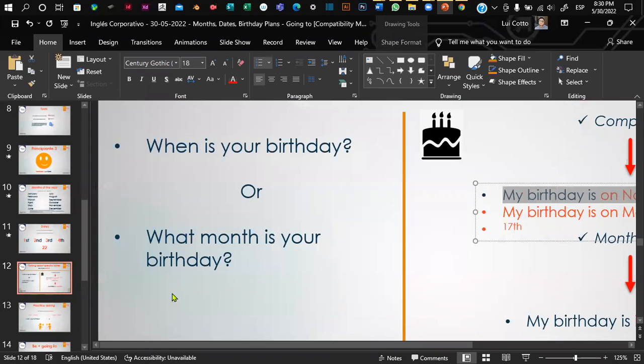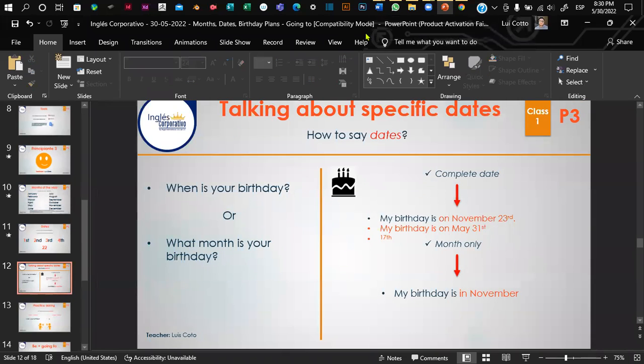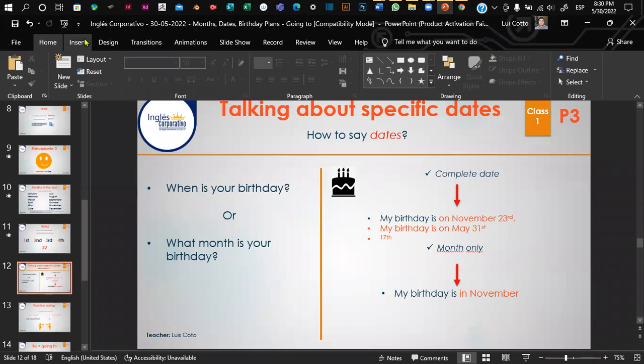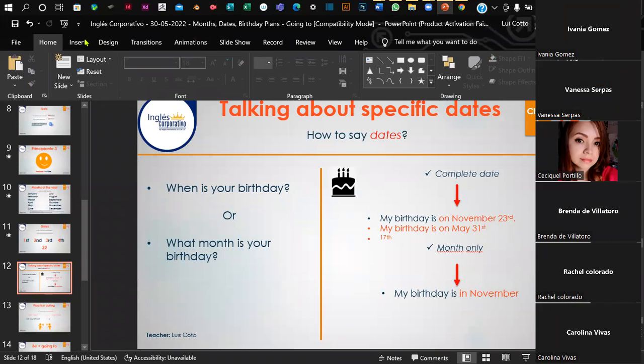But the second question is different. Okay, let's see. Is that clear? Complete date? And in this one, only the month. No more. Solo el mes. No date, not a specific date. Okay. Fátima, make the question for a classmate.